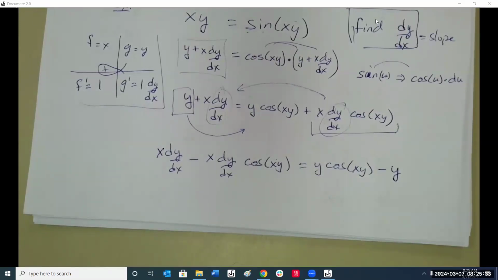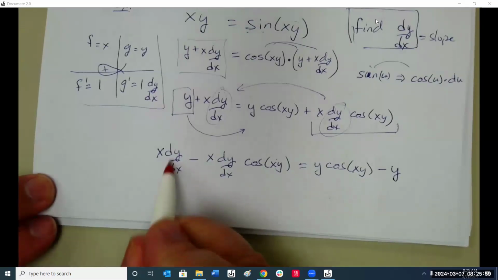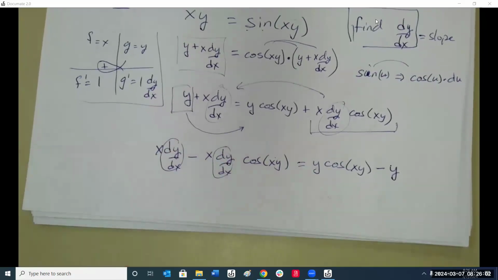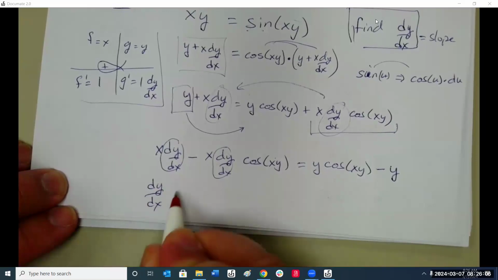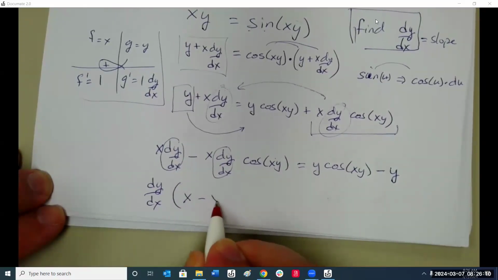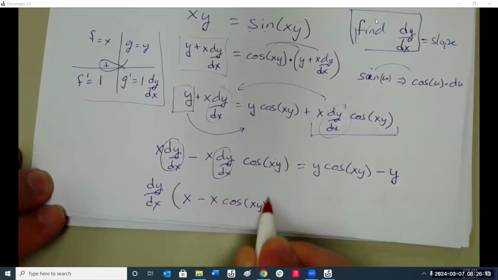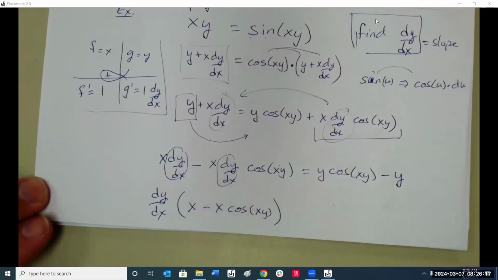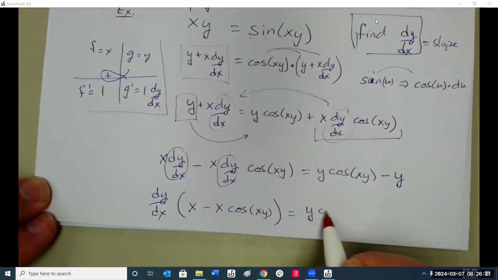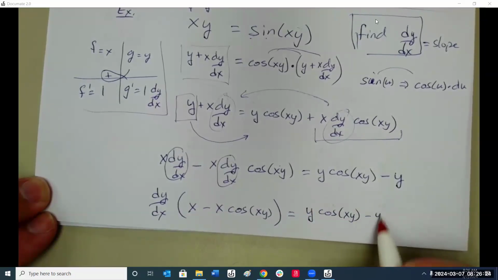Now we have to solve for dy dx. How do we get the dy dx by itself? What's the process called? Starts with an F. Factor, yes. Because we're trying to get this by itself and both terms have it, we can factor it out. That leaves only x minus x cosine xy inside, and on the other side, y cosine xy minus y.